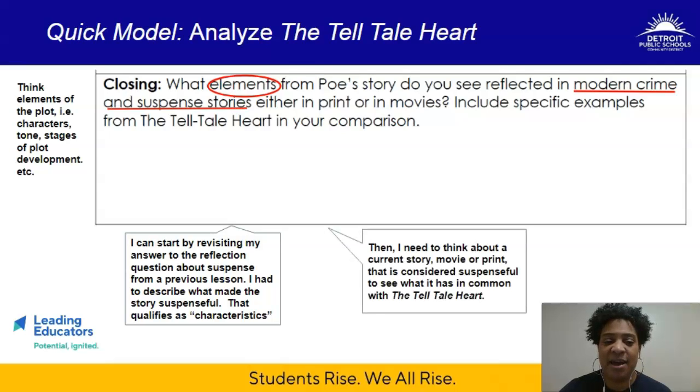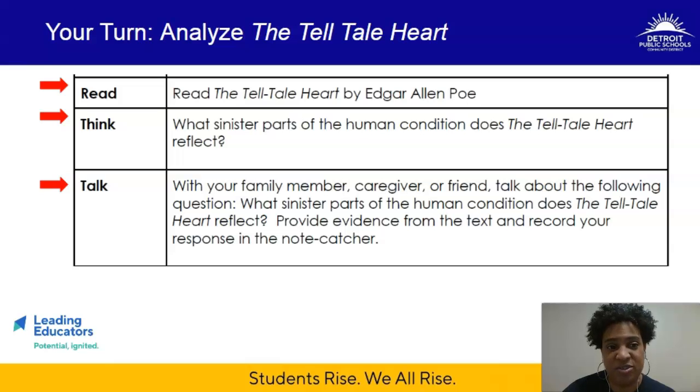So I need to think about the current story, movie, or print that is considered suspenseful to see what it has in common, right? So again, we're doing a comparing here. Commonalities. We don't need to contrast because, like I said before, there are some common elements of suspense and crime stories that find their roots in short story authors like Poe and made their way all the way to the present. So we're trying to make those connections and see how those themes and strategies even the authors use have persisted through time.